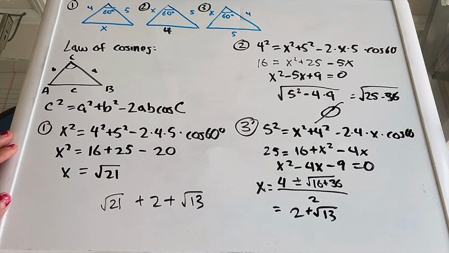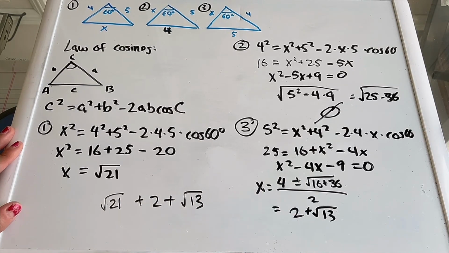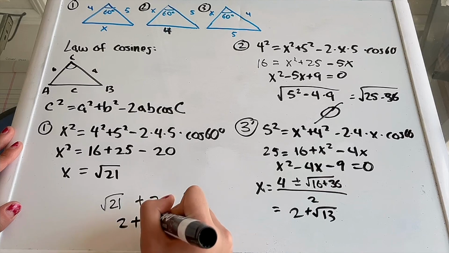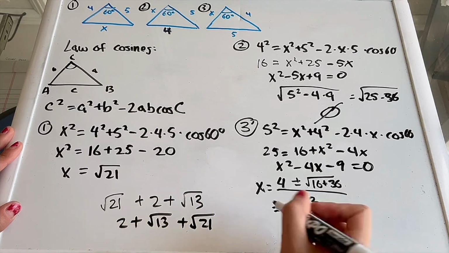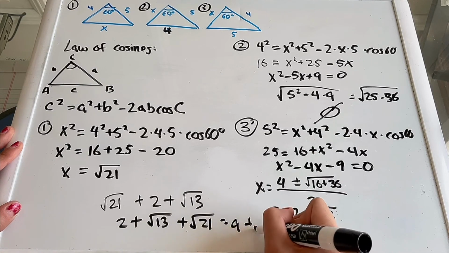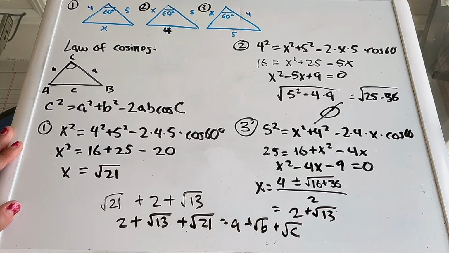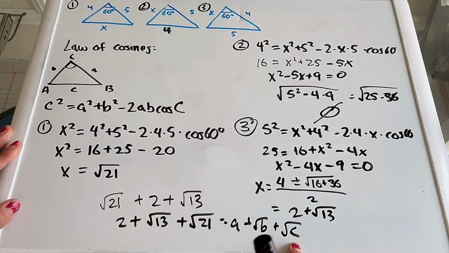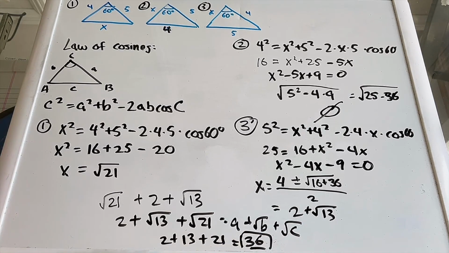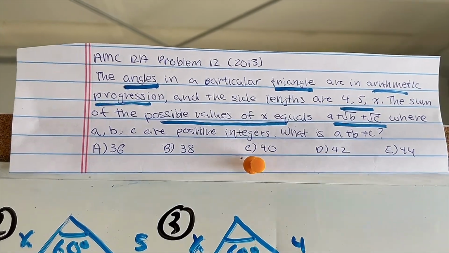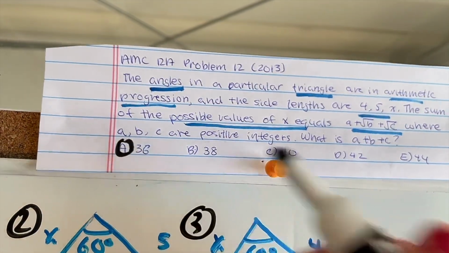So if we do it in correlation to a, b, and c, then it is going to be 2 plus the square root of 13 plus the square root of 21. It is going to be equal to a plus the square root of b plus the square root of c. So it is asking you what is a plus b plus c, which is going to be 2 plus 13 plus 21, and here we get 36. So looking at our answer choices, we can see that the answer will be A, 36.